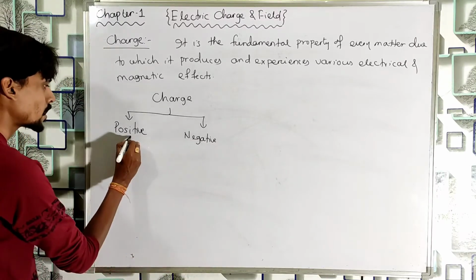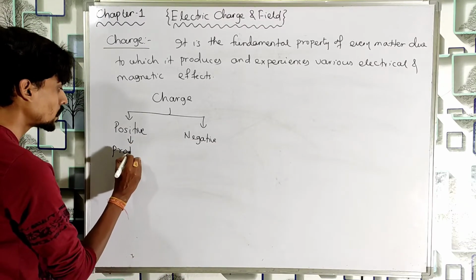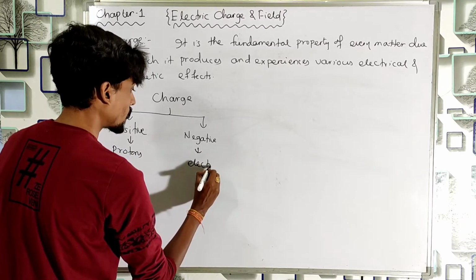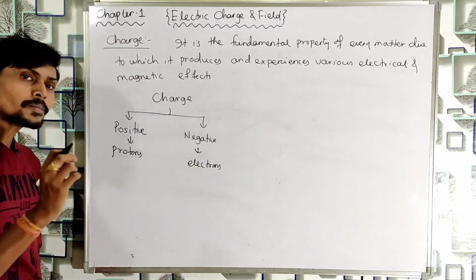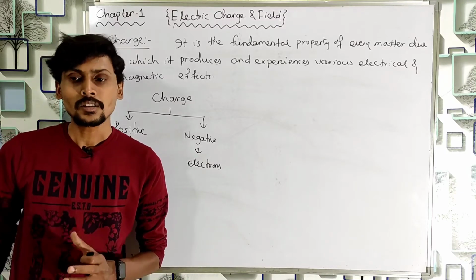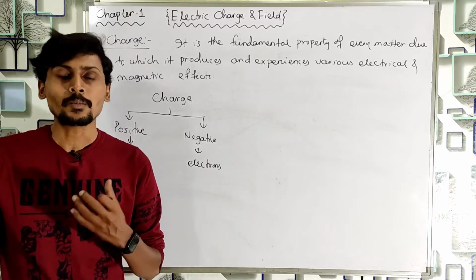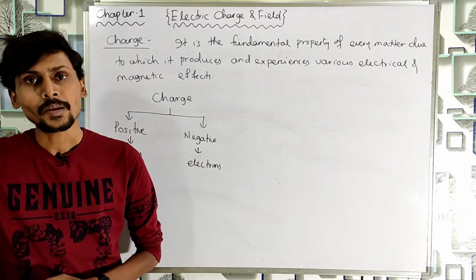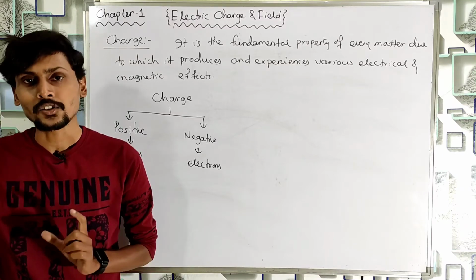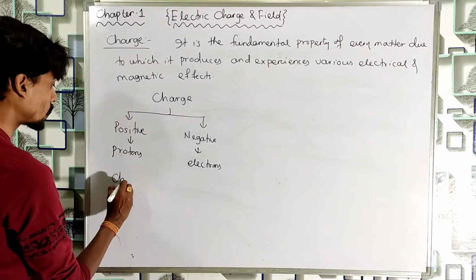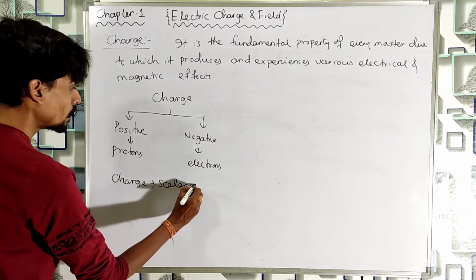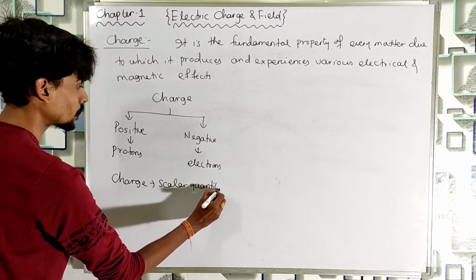So let me write the example here. Protons are positively charged particles and electrons are negatively charged particles. And remember that charge is a scalar quantity. We can measure the amount of charge present on a particle or present on a body. Means charge has magnitude but it does not have any direction. So charge is a scalar quantity. Means it has only magnitude.